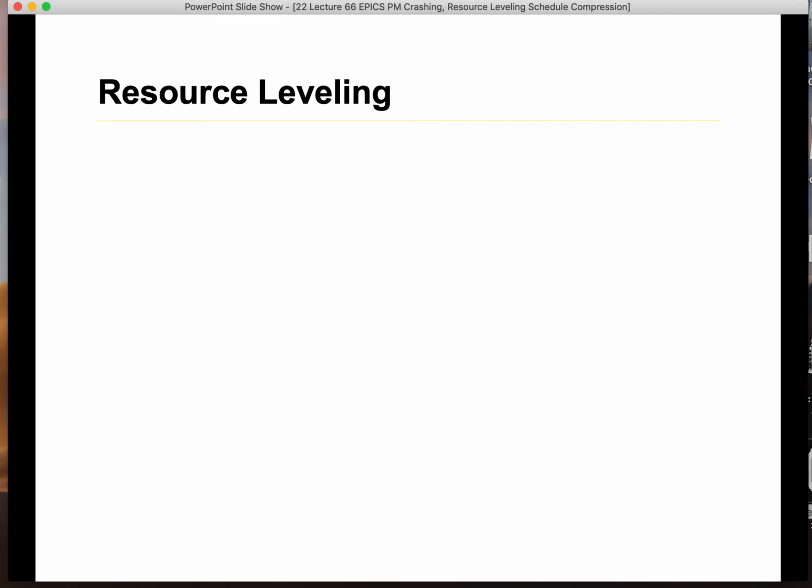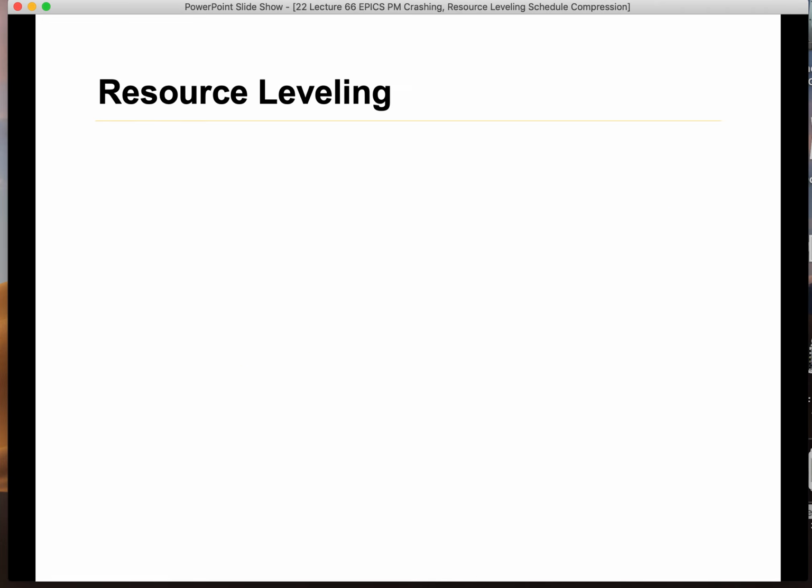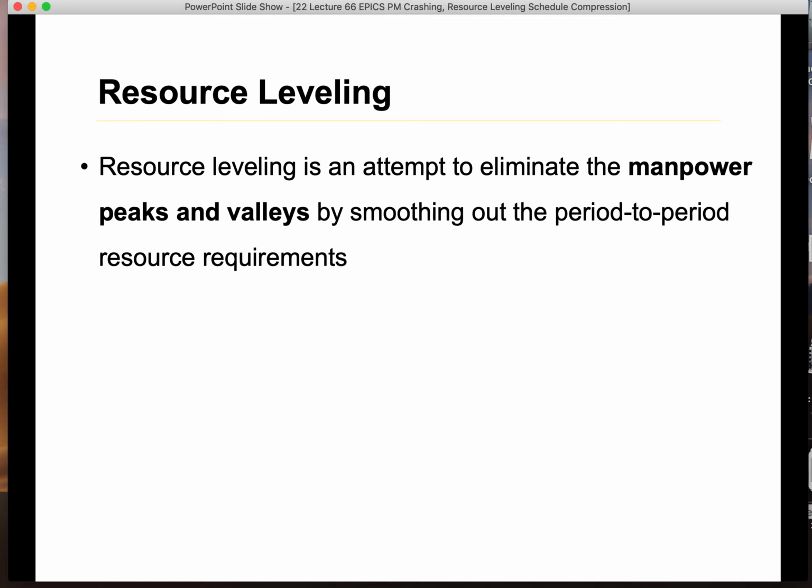So today's topic is resource leveling. Coming from this to resource leveling, what kind of connection should we make? Okay, so resource leveling is an attempt to eliminate the manpower peaks and valleys by smoothing out the period-to-period resource requirements.